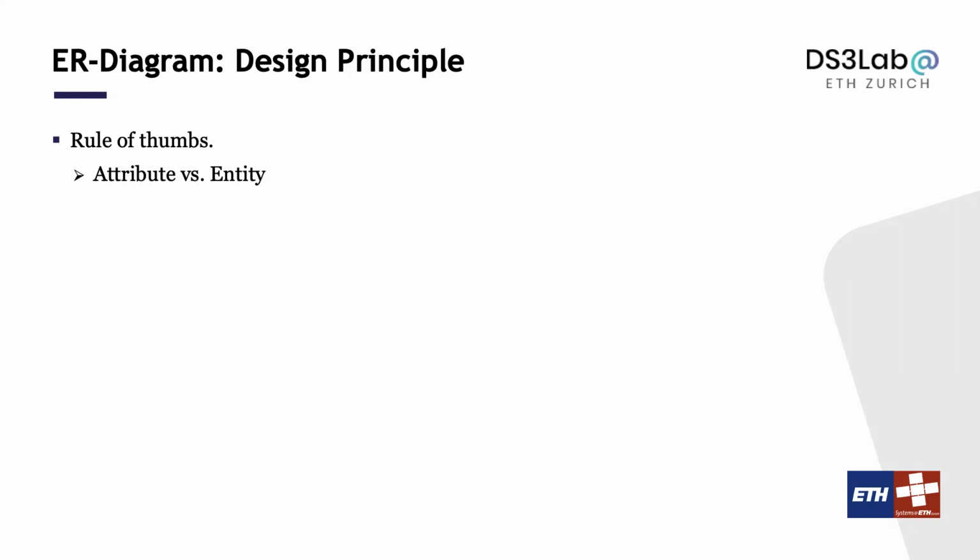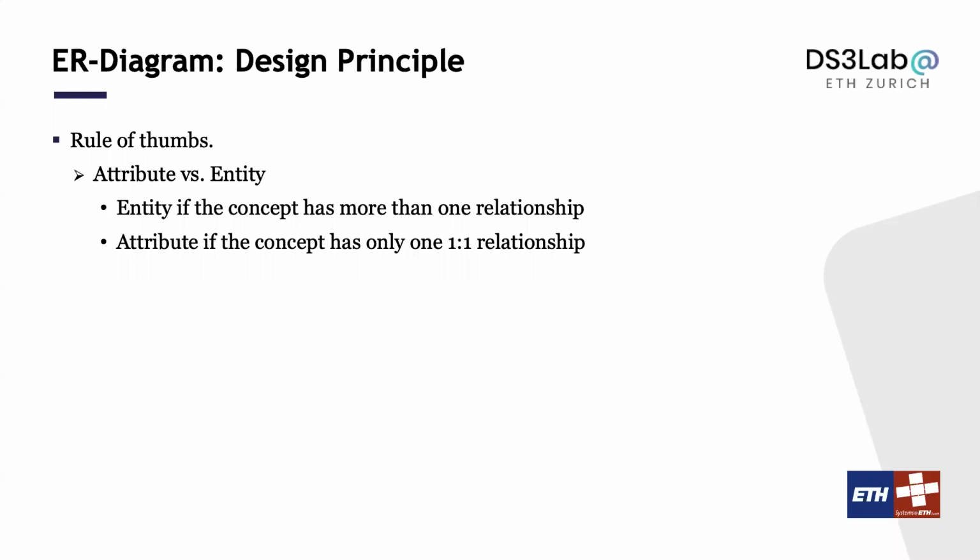You could model something as an attribute, or model it as an entity and connect it to the other entity using some relationships. It's always application dependent, but as a rule of thumb, whenever you are confused, you often model something as an entity if that concept has more than one relationship. And you model it as an attribute if that concept only has a one-to-one relationship with an entity. Otherwise, it's very hard to do that as an attribute.